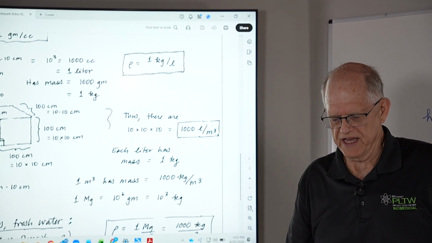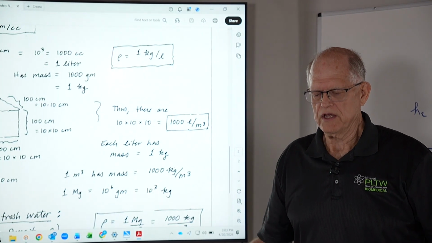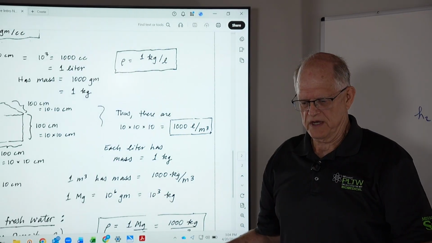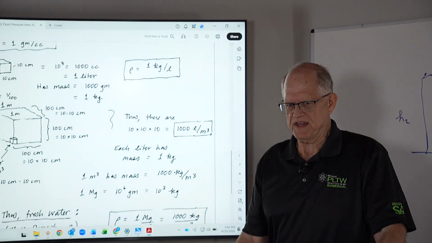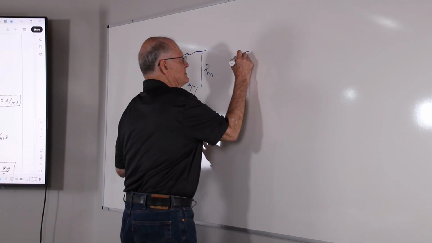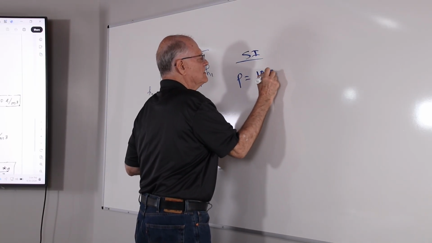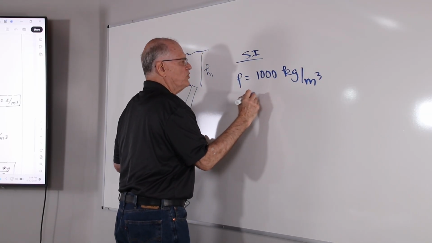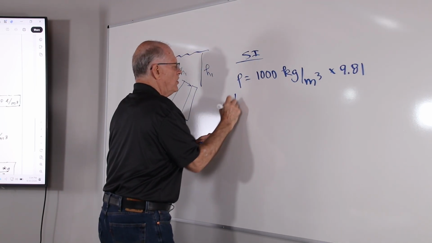But there's 10 times 10 times 10 liters in a meter. So there's 1,000 liters, each with 1,000 grams. So in a cubic meter of fresh water, you have 1,000 kilograms of mass. And so in the SI system, mass density is 1,000 kilograms per cubic meter. But then we multiply that times 9.81.